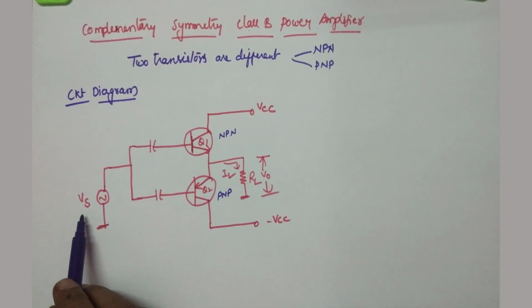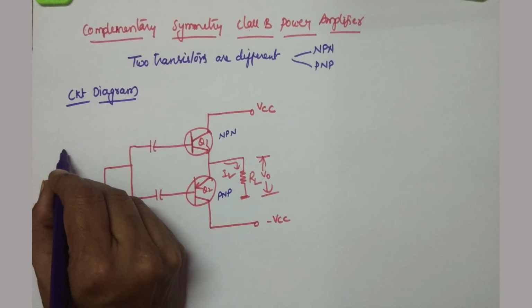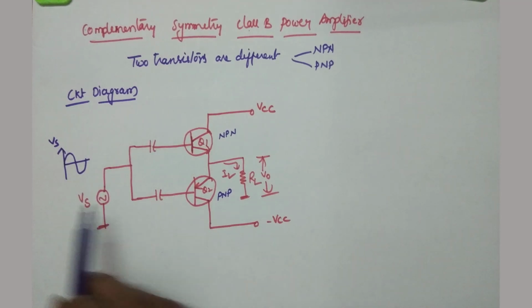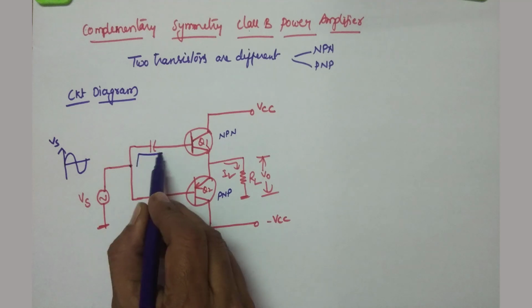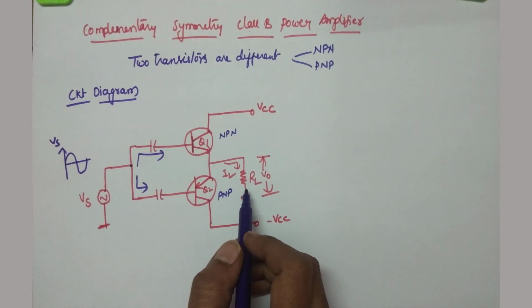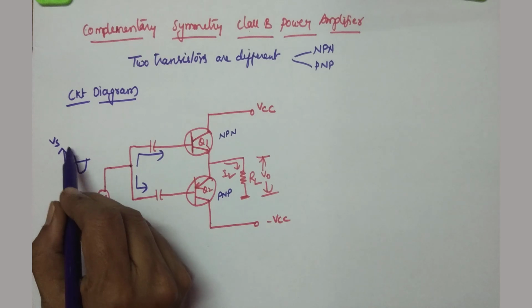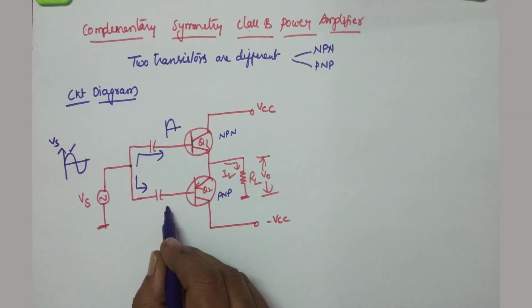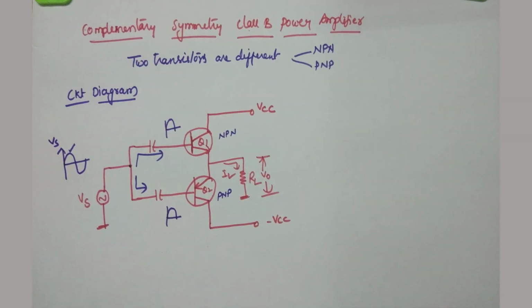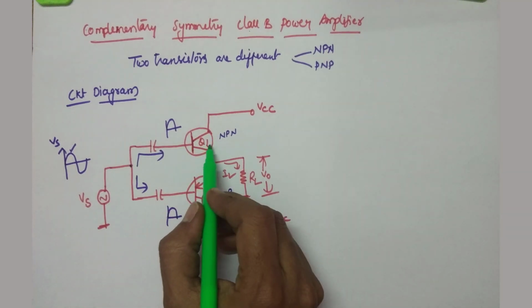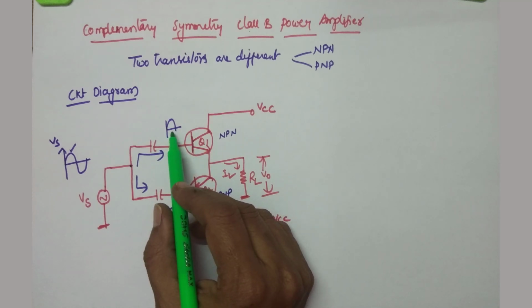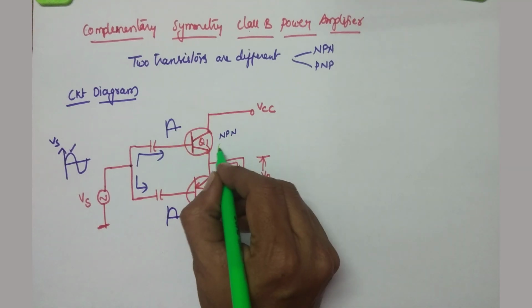Now see, whenever you apply Vs, let us suppose Vs is like this. It goes to both transistors. For the positive half cycle, assume that there is a positive half cycle here and also here. So what happens when the input signal is a positive half cycle? As Q1 is NPN, its base is P type. So for the P type, if you apply a positive half cycle, then Q1 becomes on.